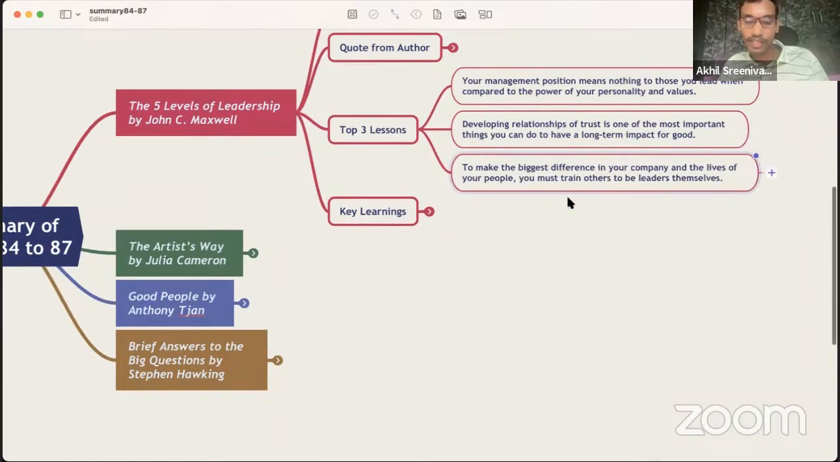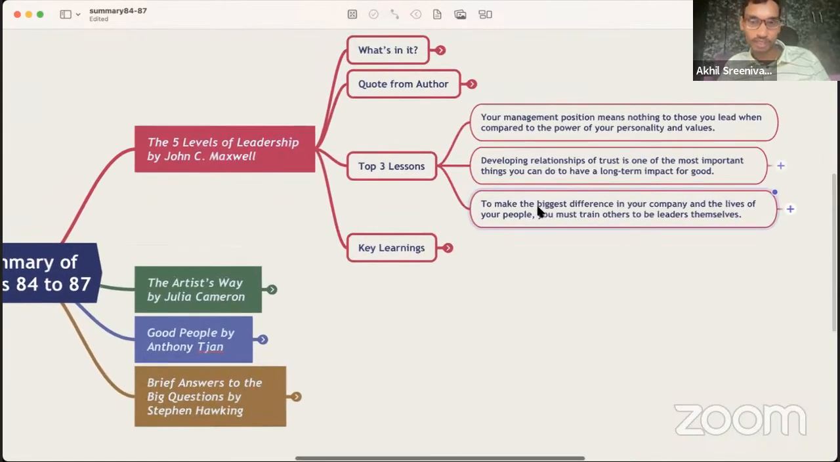This is one of the key points that connected with me. So that is the reason I have selected this book summary. To make the biggest difference in your company or to impact the lives of your people, you must train others to be leaders themselves. Yes. Correct. So these are the three lessons.